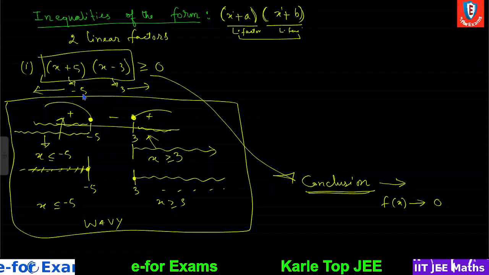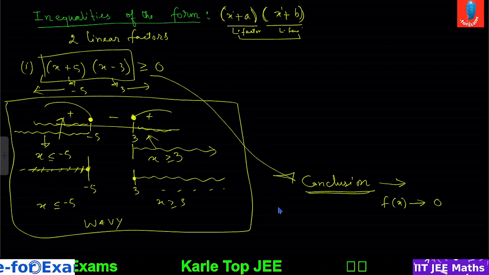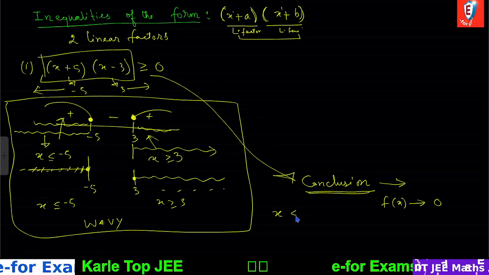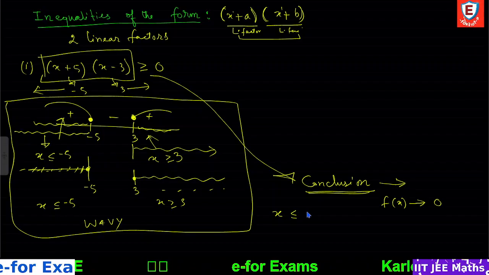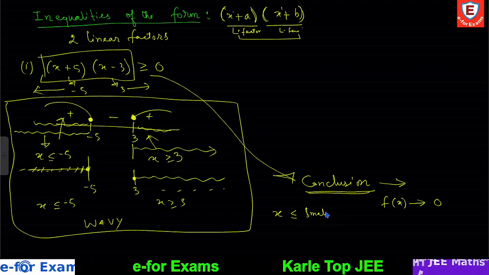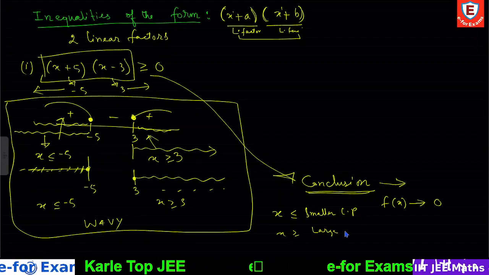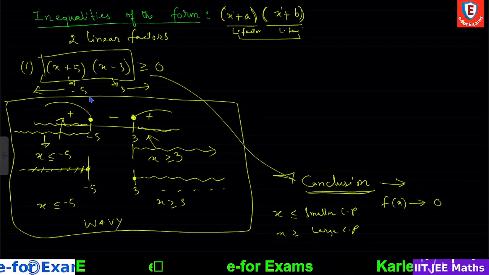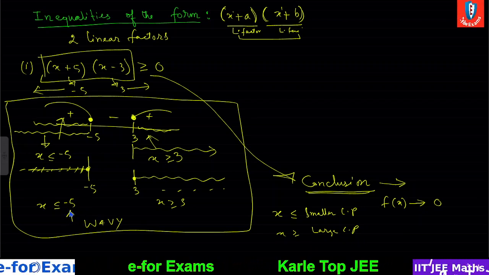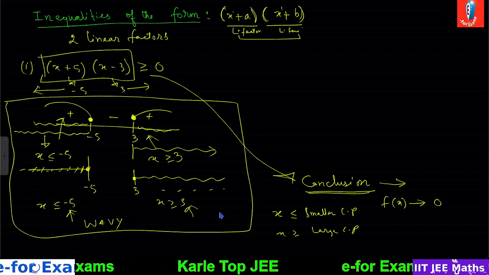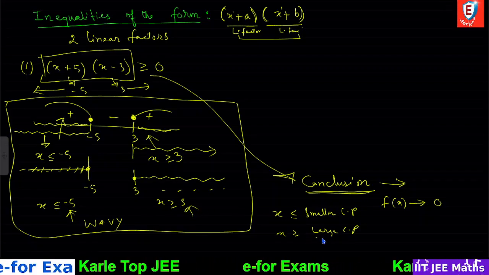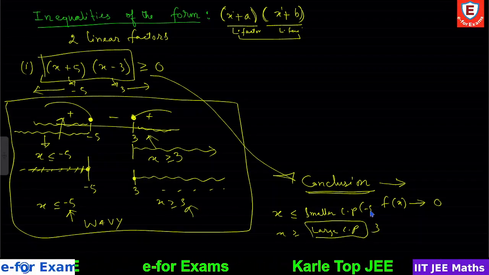Two critical points will be there. It will be away from the critical points, and x will be lesser than or equal to the smaller critical point, and x will be greater than or equal to the larger critical point. Here in this case, minus 5 is smaller, so x is less than or equal to minus 5, and 3 is the bigger one, so x is greater than or equal to the larger critical point, that is 3.